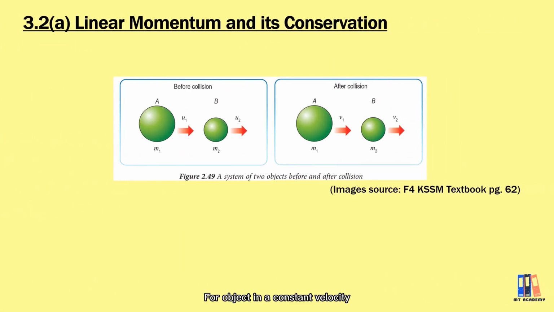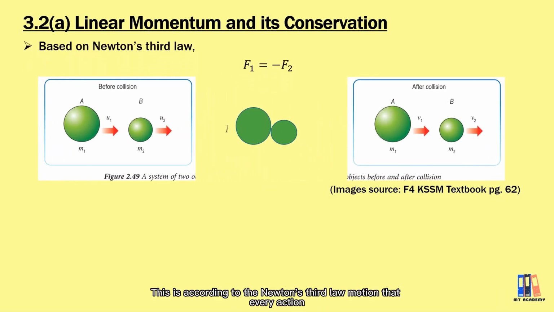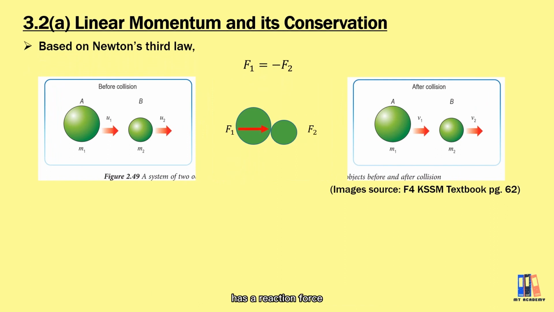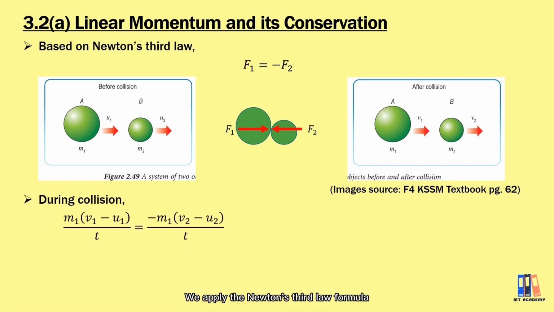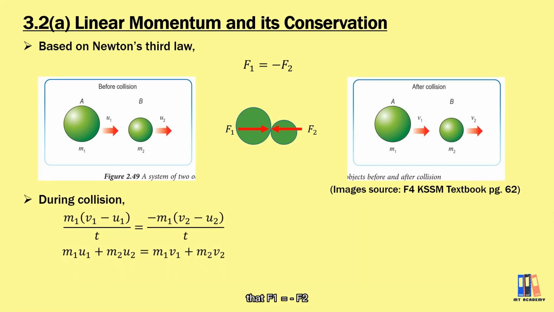For an object in constant velocity, what happens if it collides with another object? The velocity of both objects will change after the collision due to the impulsive force exerted from each other during the collision. This is according to Newton's third law of motion that every action has a reaction force. When the object collides with a second object, it exerts an impulsive force on that object, which can be formulated as the rate of change of momentum. It also experiences a reaction force which has the same magnitude but in the opposite direction. We apply Newton's third law formula that F is equal to negative reaction force, where the negative indicates that both are in the opposite direction.